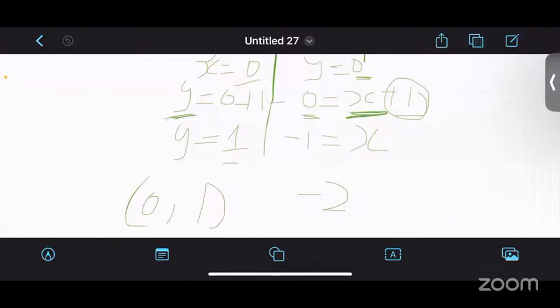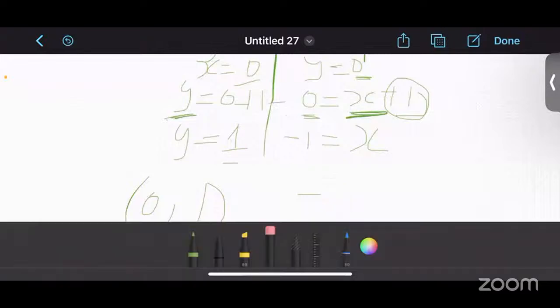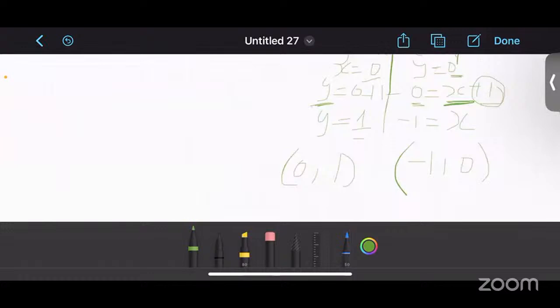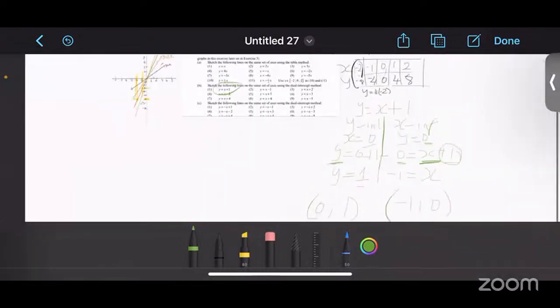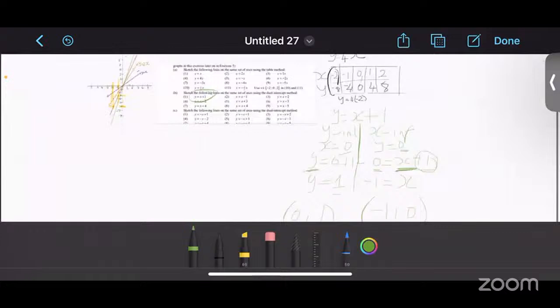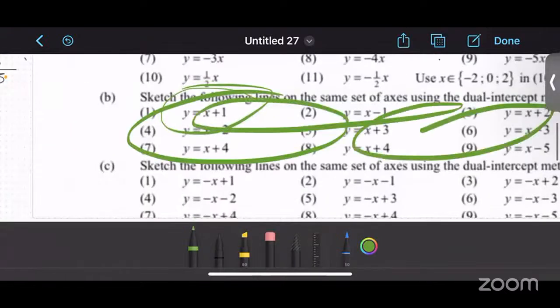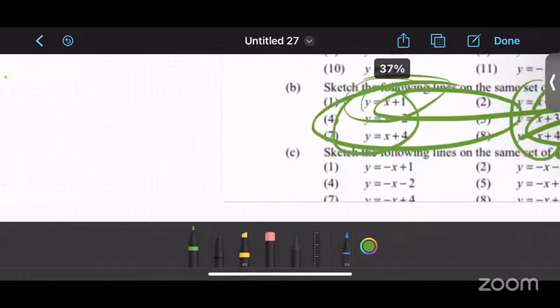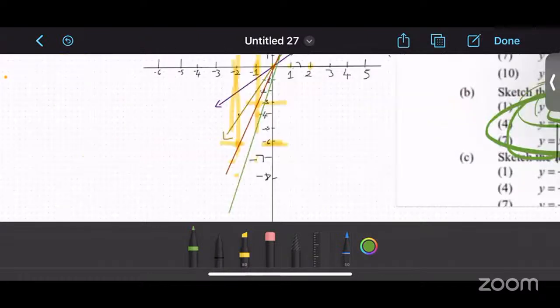Let me try to write this. So that means we have positive minus 1 and 0. Okay, so now we're going to go to our Cartesian plane. I'm going to use the very same Cartesian plane, but this is not what you're supposed to do. Everything on here is supposed to be sketched on a new Cartesian plane, with the same set of axes for everything. But I'm just going to draw it here.